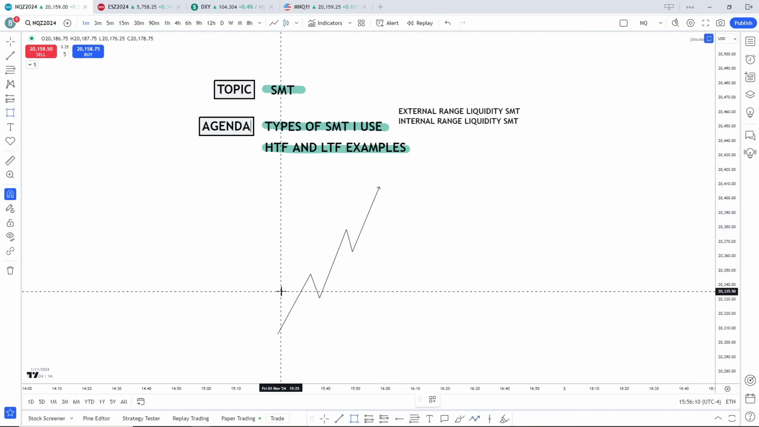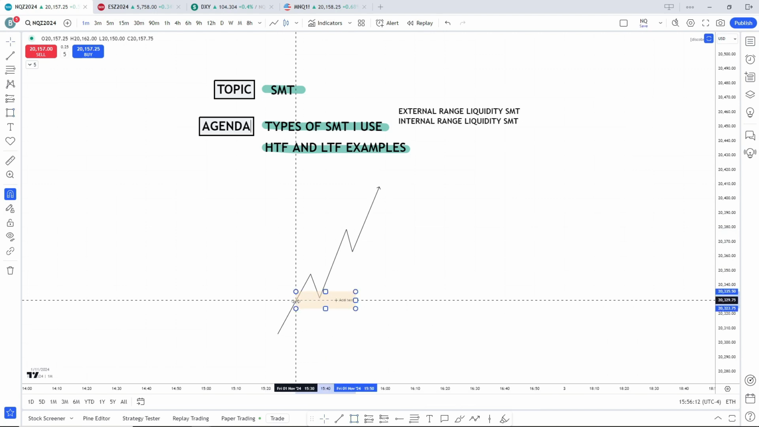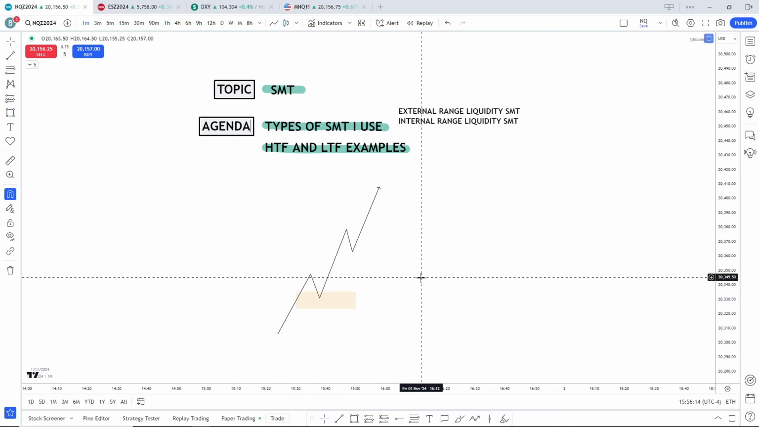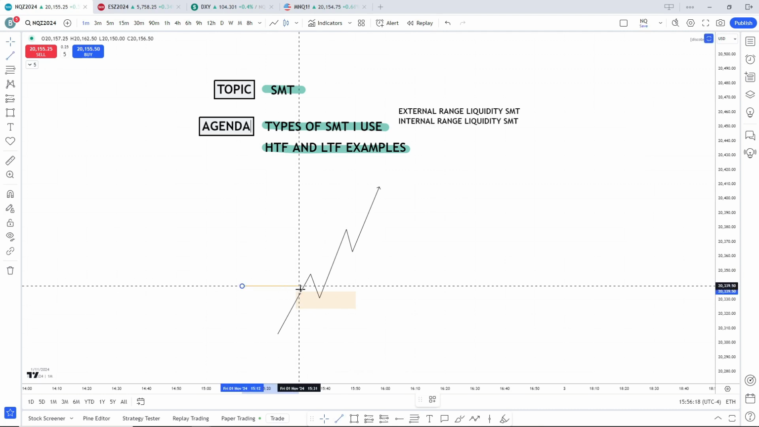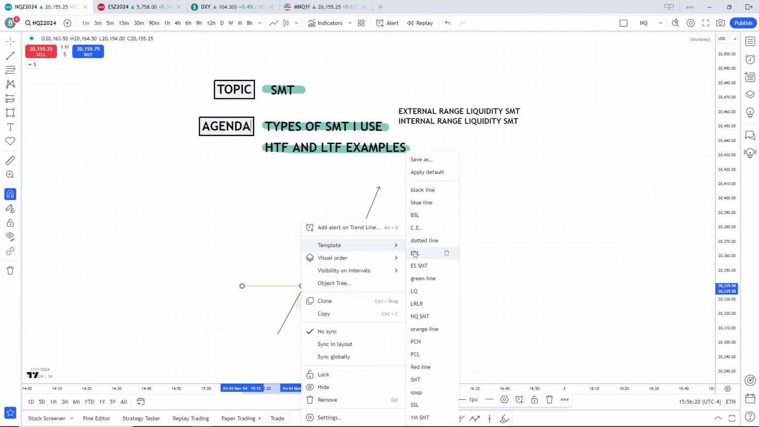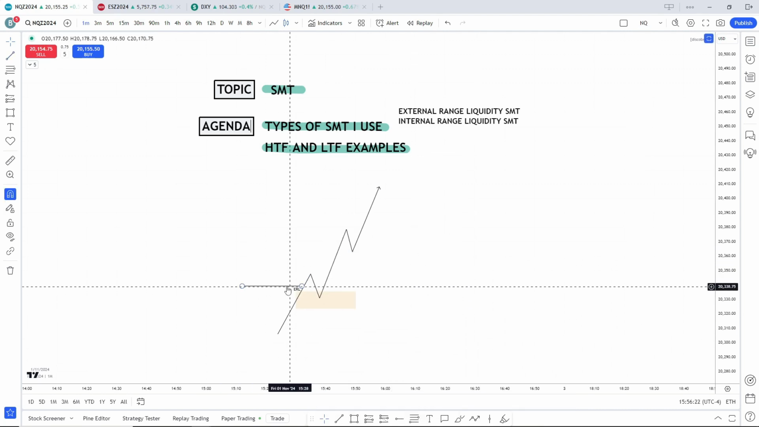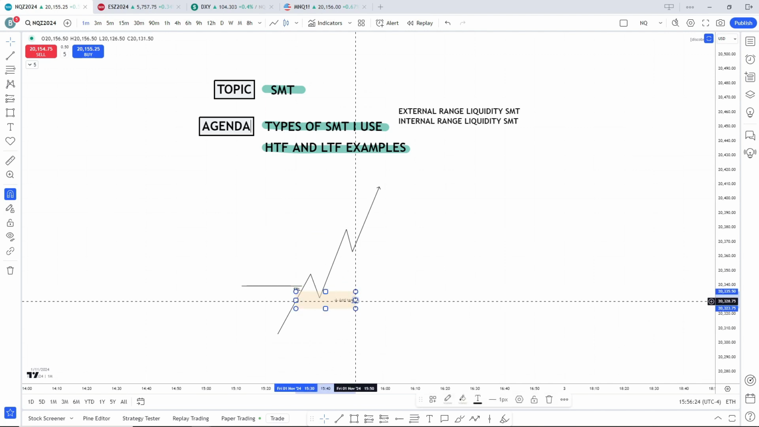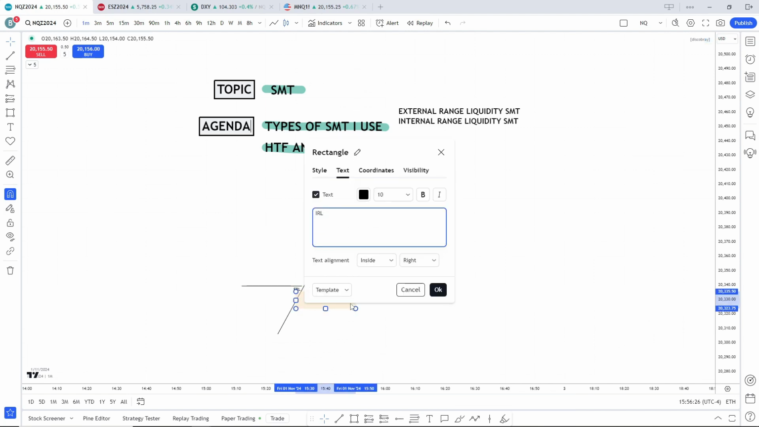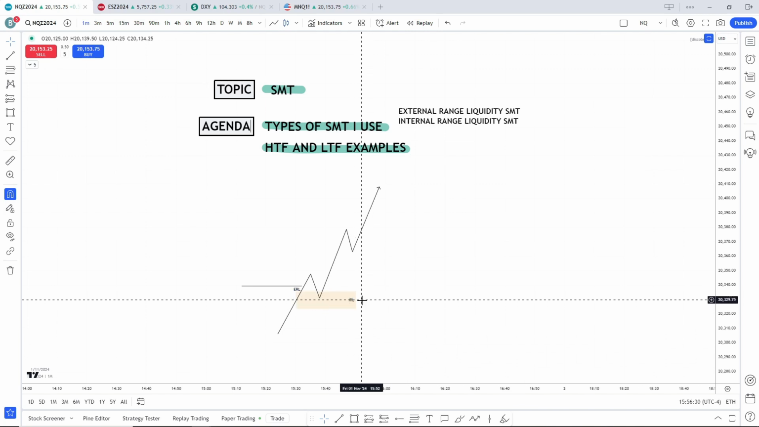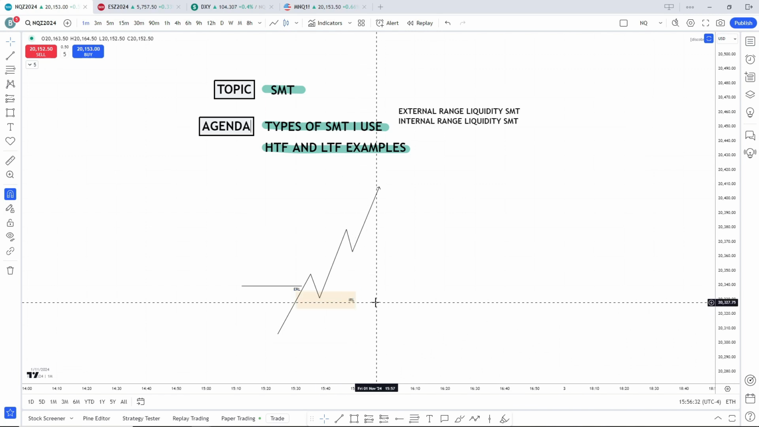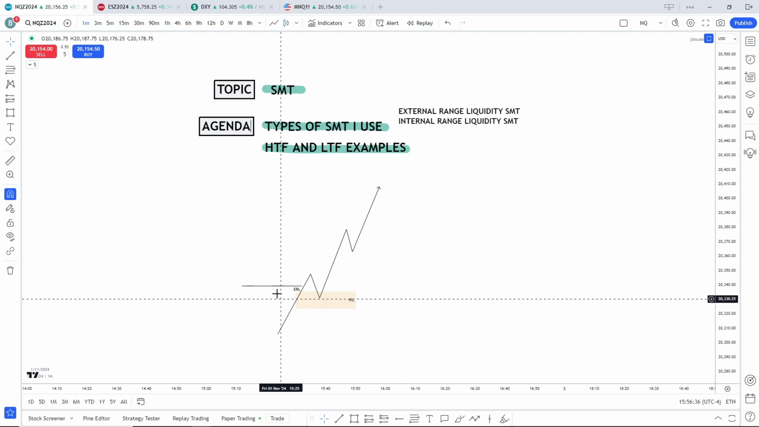What the market is going to do, when it is trending, is trade above external range liquidity and then retrace to internal range liquidity. Now, internal range liquidity is in the form of fair value gaps. You could also use liquidity voids, volume imbalances, things like that.